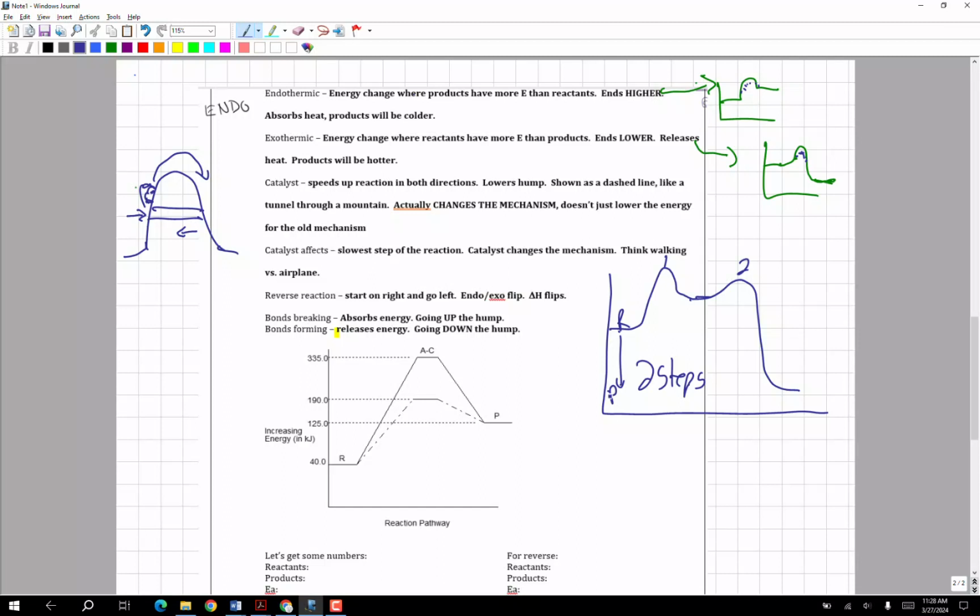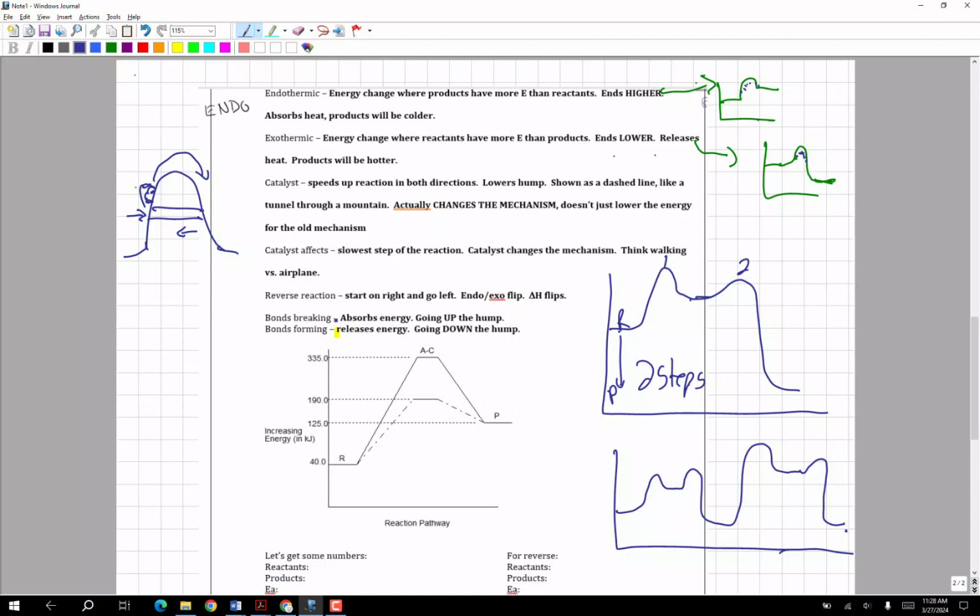Okay? Now, if I said draw a reaction with 4 humps. Uh-oh, I only got 3 in there. Not 4 humps, 4 steps. Remember, each step is represented by a hump. Okay? The reverse reactions start on the right and go left. Endo and exo flip. Delta H flips.